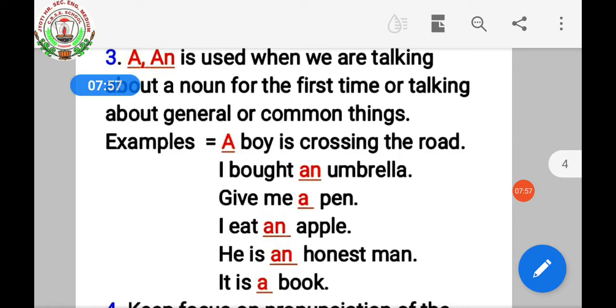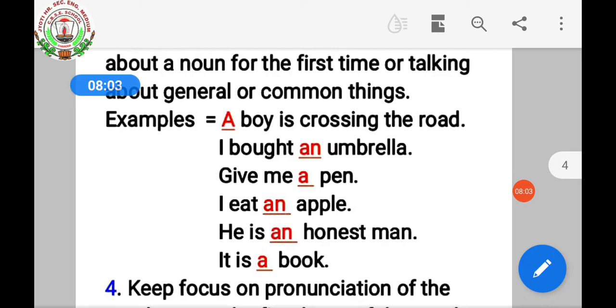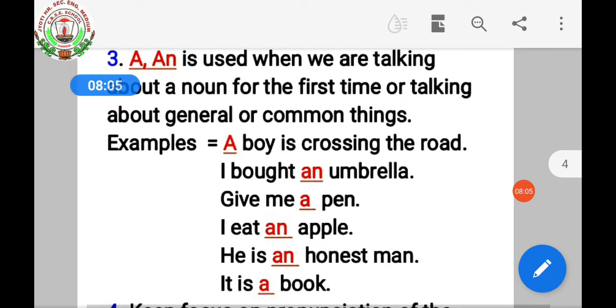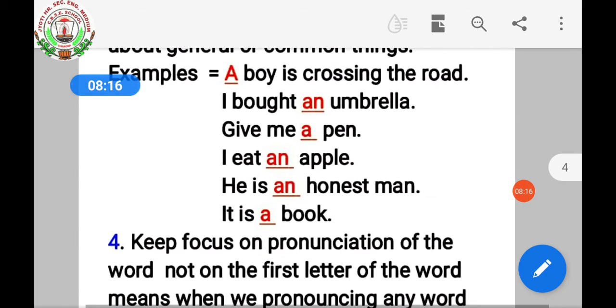Okay. I eat an apple. He is an honest man. It is a book. So all these sentences are common. In a common way, when we are saying something, or when we are talking about a noun for the first time, or when we are talking about general things or common things.